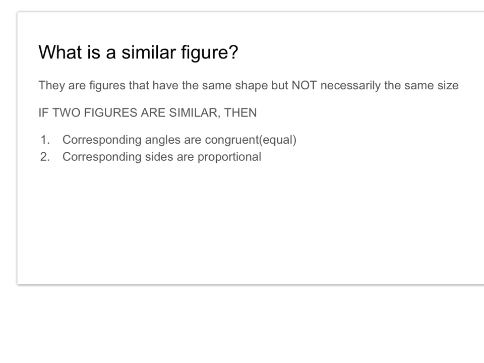What is a similar figure? They are figures that have the same shape, but not necessarily the same size. So in that last problem we were talking about the corresponding parts, they were both triangles, but they were not the same size. If two figures are similar, then their corresponding angles are congruent or equal, and their corresponding sides are proportional. So we can use a proportion to solve them.